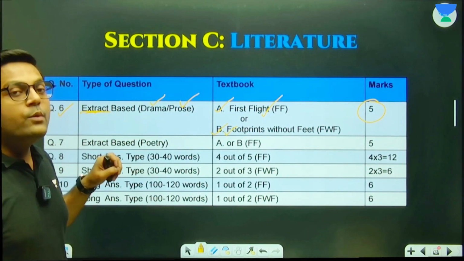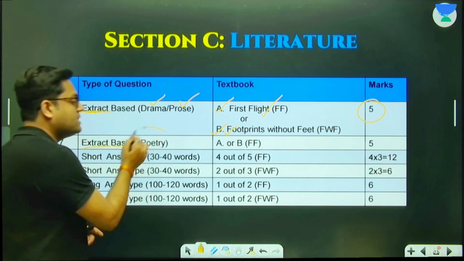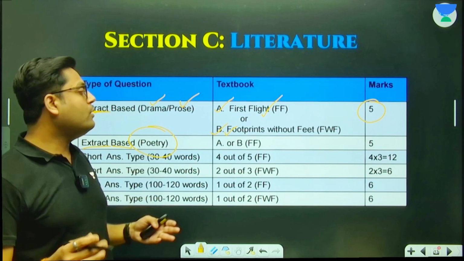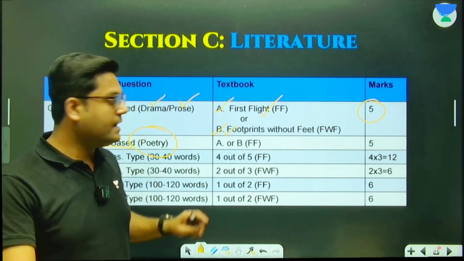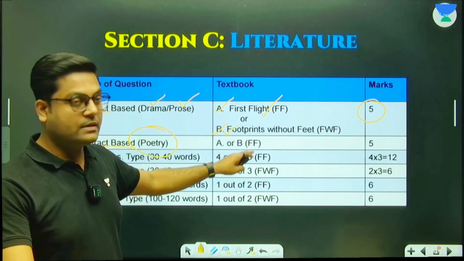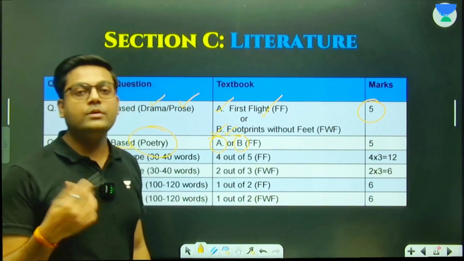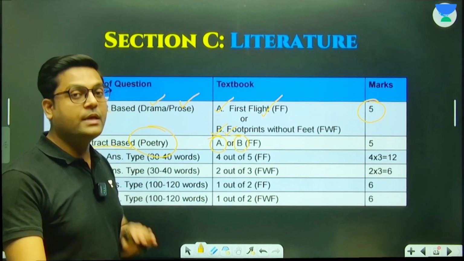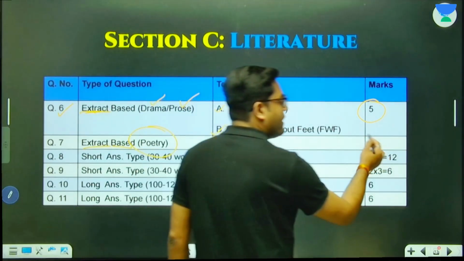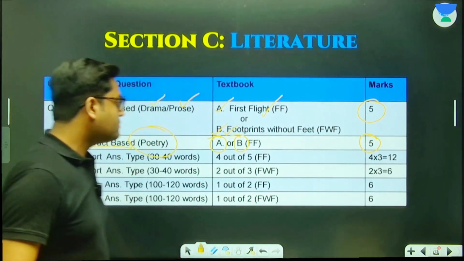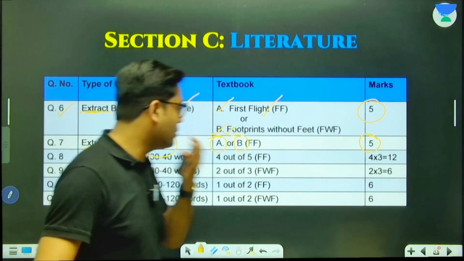Then for the question number 7, again you have extract based question, but this is from the poetry. And as we all know, we don't have poetry in Footprints Without Feet, we only have it in First Flight. तो हम First Flight की poetry की बात करेंगे only. So from option A or option B, you need to decide which one you want to attempt based off of your knowledge of that particular poetry. Again, आपको इसके लिए 5 marks award किए जाएंगे. So in total, आपका extract based question जो है वो 10 marks का conclude होगा, right?